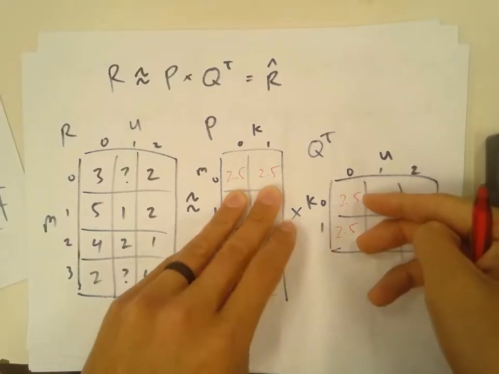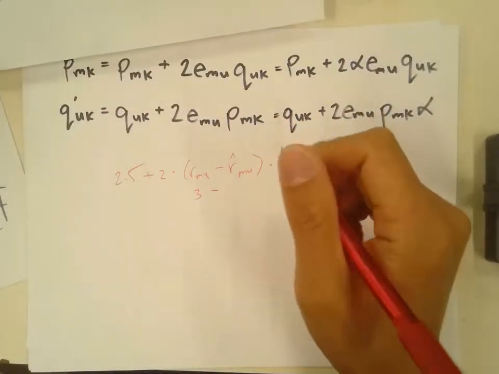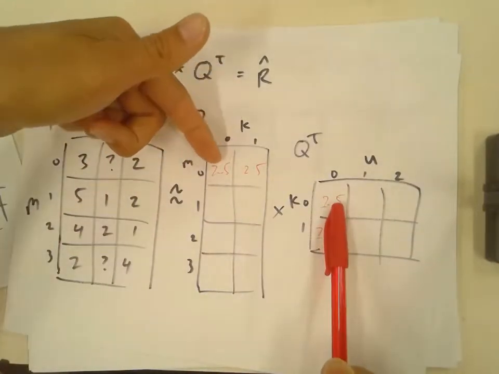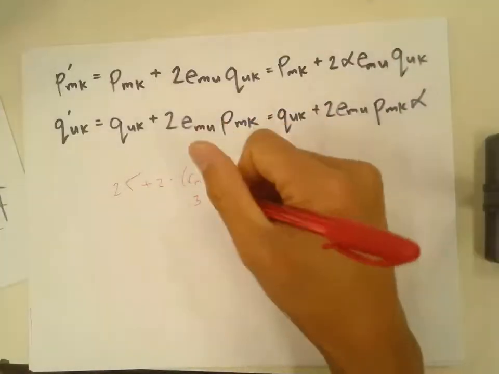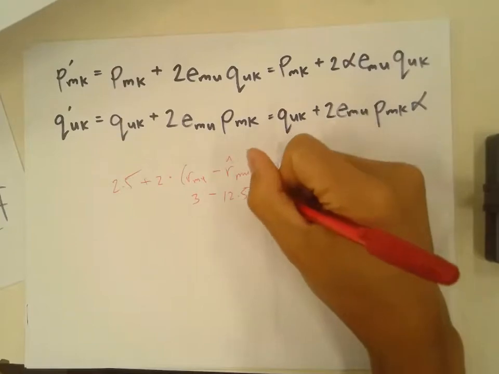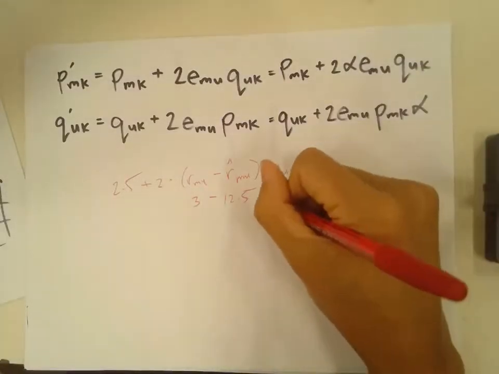And so what are we going to do? We're going to do that times that plus that times that, and the answer that we get is 6.25 plus 6.25. So 2.5 times 2.5 is 6.25. So it's 6.25 plus 6.25, which gives us 12.5. And then we're going to multiply by Q of uk, which is going to be 2.5.